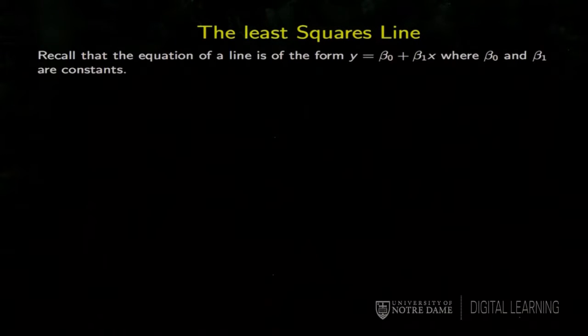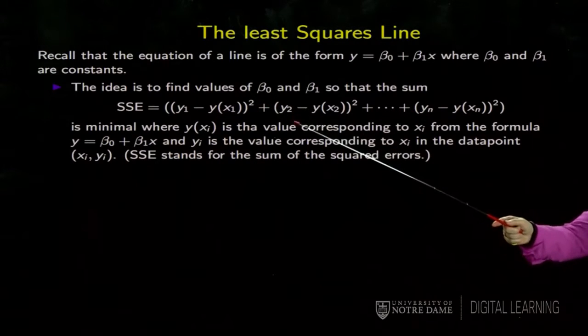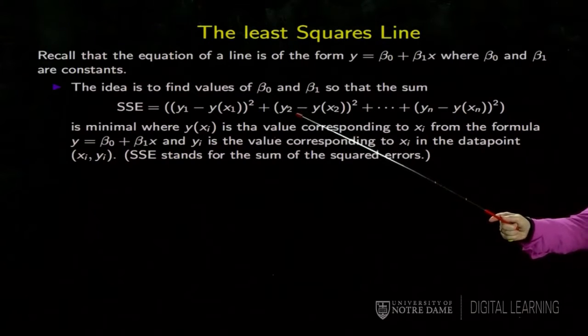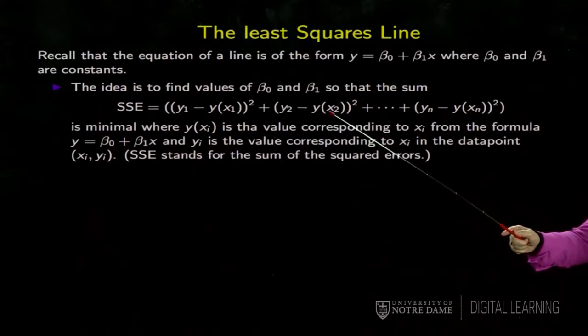Recall that the equation of a line looks like y equals beta naught plus beta 1 x, where beta naught and beta 1 are constants and y and x are variables. The idea that we've been talking about is to find values of beta naught and beta 1, these are the unknowns here, so that the sum of the square distances between the points on the line and the y values in the data is at a minimum. Here y of xi is the value corresponding to xi from the formula y equals beta naught plus beta 1 x, where we choose beta naught and beta 1 as we wish, and yi is the value corresponding to xi in the data point.